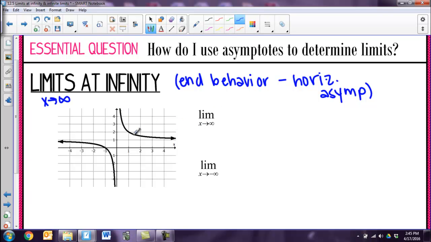And if I look at my graph, this branch is getting closer and closer and closer to that number right here, which is 1. And so as my x goes to infinity, my graph is going to 1. Similarly, if I'm going backwards, my graph is doing the same exact thing, because for that end behavior, both sides are trying to approach that number, which is 1. So this guy has a horizontal asymptote at y equals 1, and so that's what the limit is as x goes to infinity on either side.